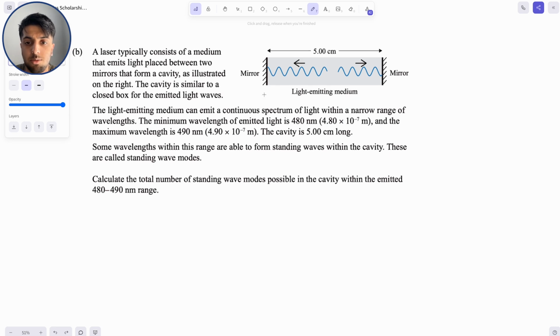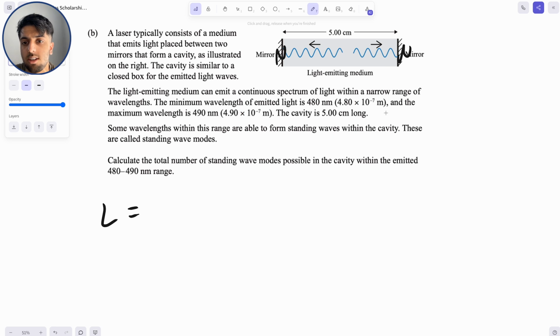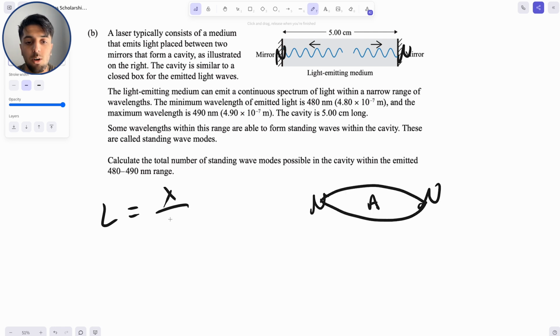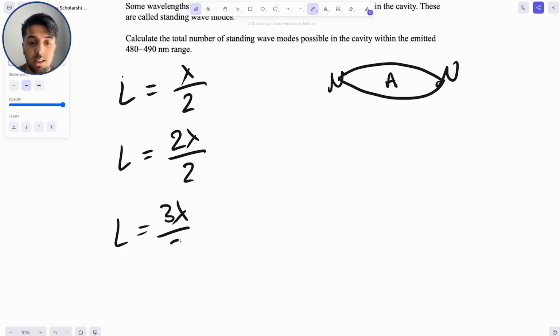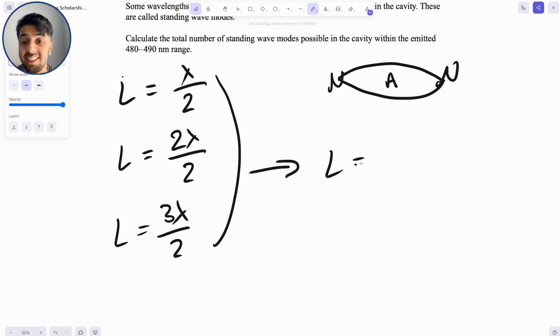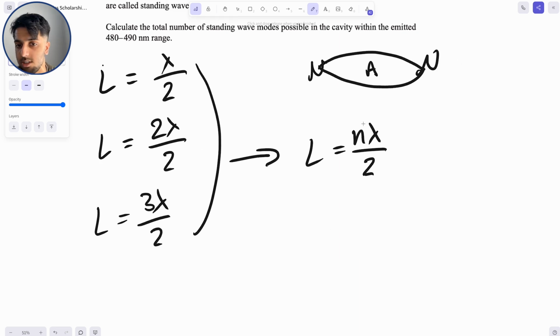So we know the length of this apparatus doesn't change, so we can keep that as L. And you have nodes on each side. And when we have nodes on each side, we can draw this out right here. Only a whole number of half wavelengths are allowable. We know that. So if the length of the cavity stays the same, we know that the next standing wave that's allowable will be 2 lambda over 2, and the next one will be 3 lambda over 2. So from this, we can form an equation. We can say that the length is equal to the number of modes times its wavelength over 2. And so we can rearrange this for n.